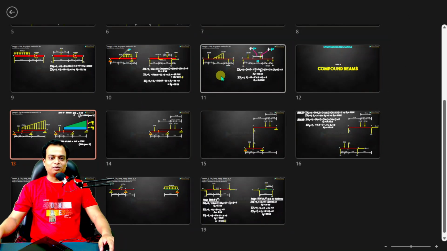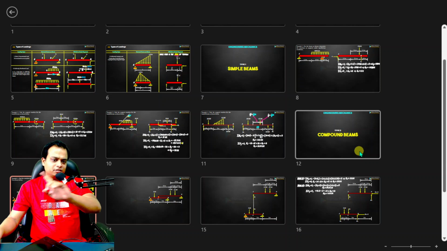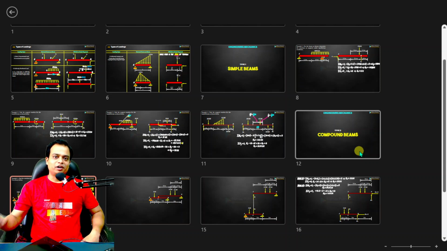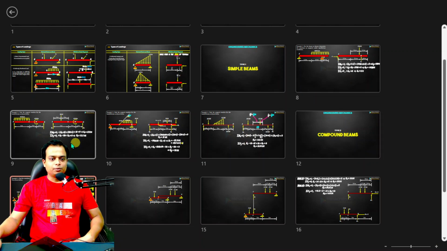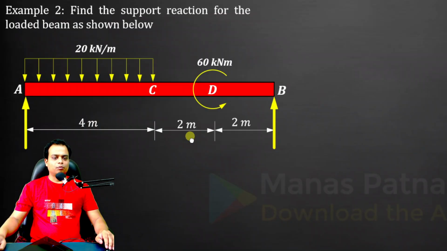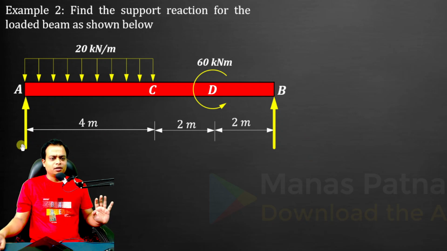Let me start with a simple beam problem. We'll also be transitioning into compound beams. You'll see 2 beams joined, or connected, with the help of a roller. So here we go. What are we supposed to calculate? Find the support reaction for the loaded beam as shown below. It's a very simple beam: a vertical reaction at A and a reaction at B.